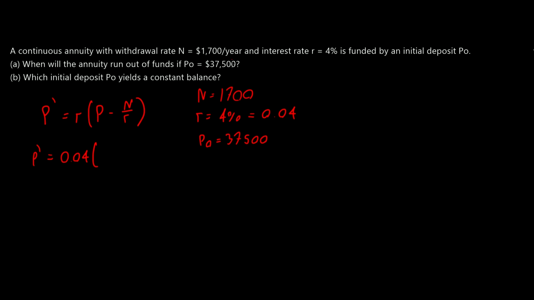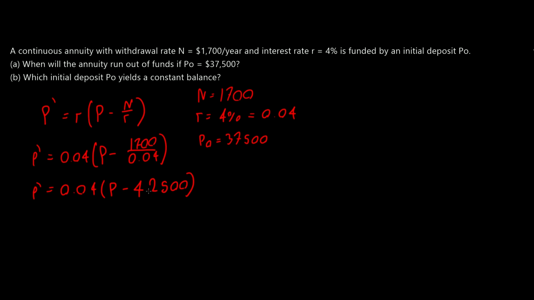This will be our starting condition to find when it's going to run out of money. We'll stick it on one of the ends and then solve for t, which will give us how long it'll take for the annuity to run out. So from here, we can simply write p again, and then n will be 1700, and then the r will be our rate one more time, which is 0.04. So now we're going to have p prime equaling 0.04 multiplied by p, and then minus 42,500.